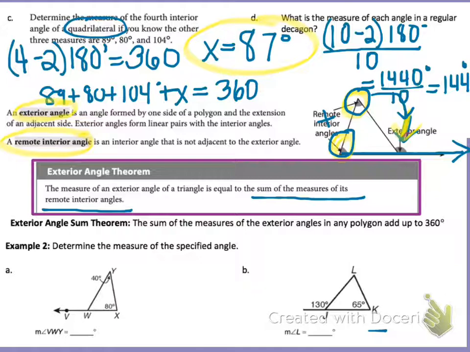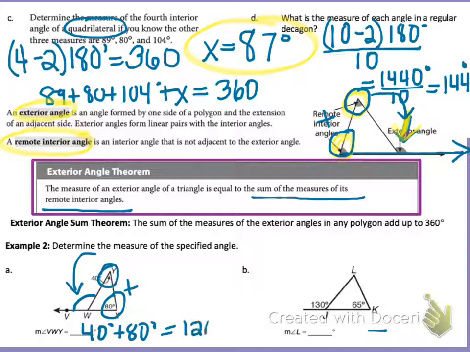So looking at a couple simple examples, in A, if I wanted to find the measure of VWX, I'm sorry, VWY, my fault. So that's this angle here, this exterior angle. We're going to look at the two remote interior angles, and all we have to do is add them up, and they will equal the exterior angle. So I'll take the angle at Y, which is 40, and the angle at X, which is 80, and add them up, and that's 120 degrees.